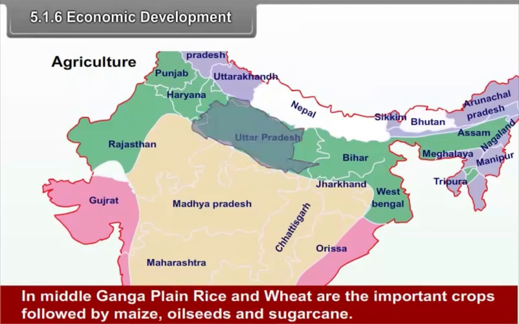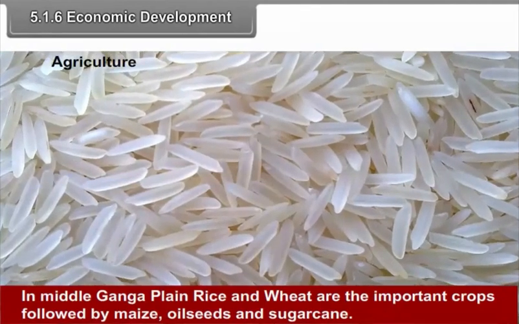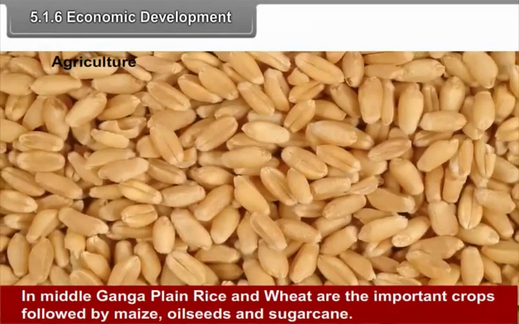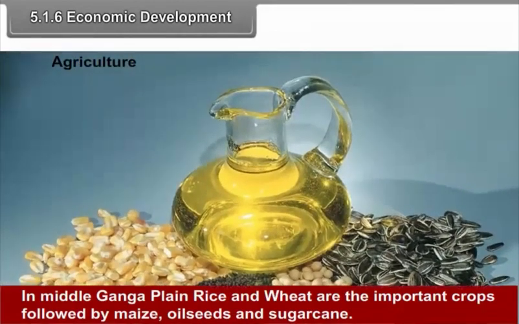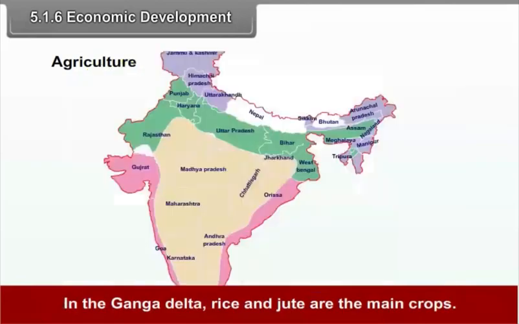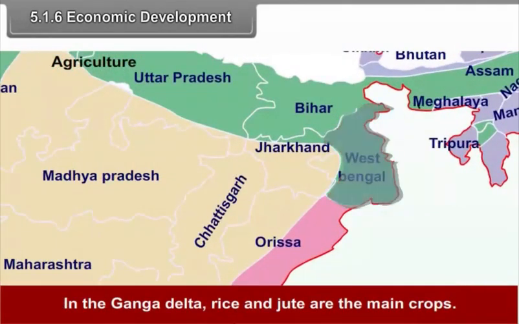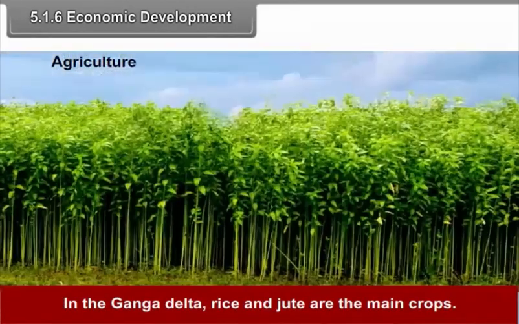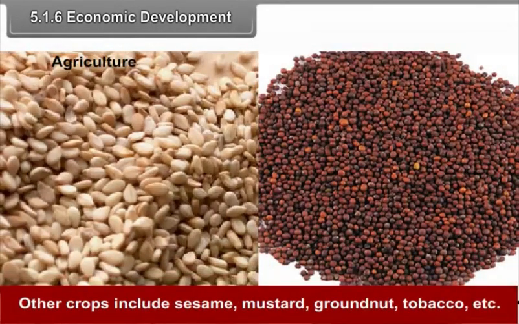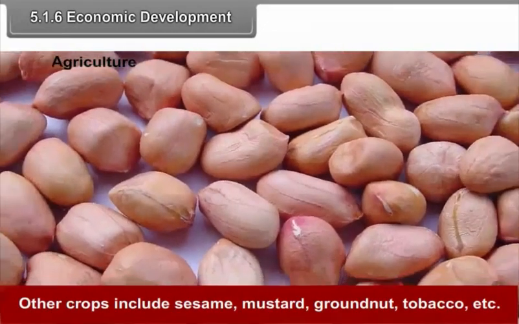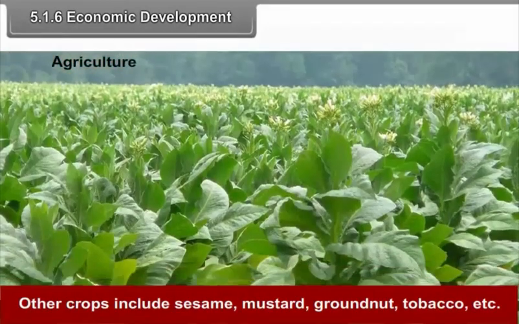In the Middle Ganga plain, rice and wheat are the important crops, followed by maize, oilseeds, and sugarcane. In the Ganga delta, rice and jute are the main crops. Other crops include sesame, mustard, groundnut, tobacco, etc.